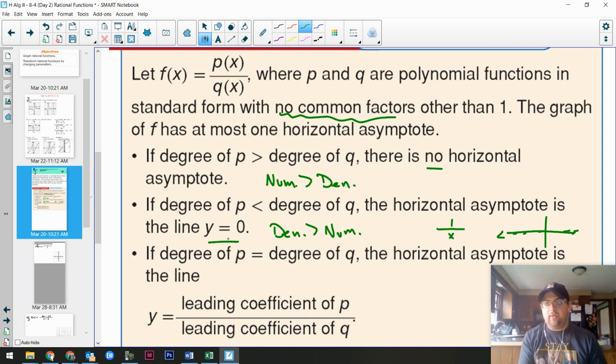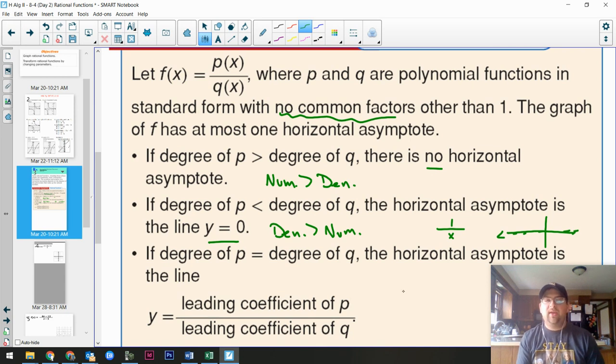Okay, at y equals 0. The last option here: if it's equal, right? So we had if the numerator was bigger, if the denominator was bigger, if it's equal, then what you look at is the leading coefficients, the leading coefficient of the top versus the leading coefficient of the bottom. And you divide them, you find their quotient.